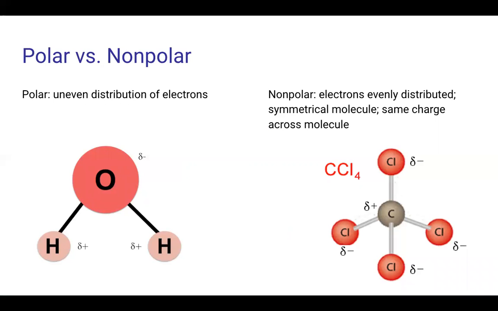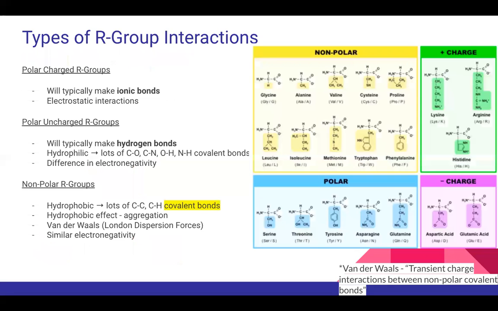Whereas you have your nonpolar molecules, which have electrons that are evenly distributed. It's usually a symmetrical molecule, and the same charge will be across the molecule. So here on the nonpolar side, carbon's partially positive and your chloride is partially negative. But since this is a symmetrical molecule, the charge is evenly distributed and there's no push or pull of electrons throughout the molecule. So that's just a quick recap on polar and nonpolar.